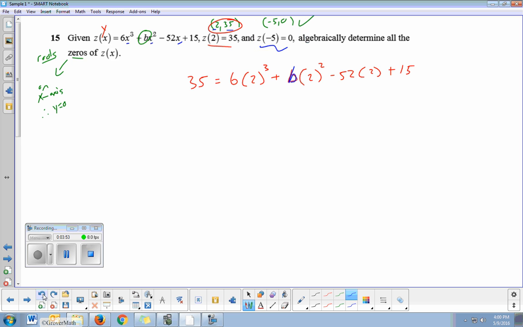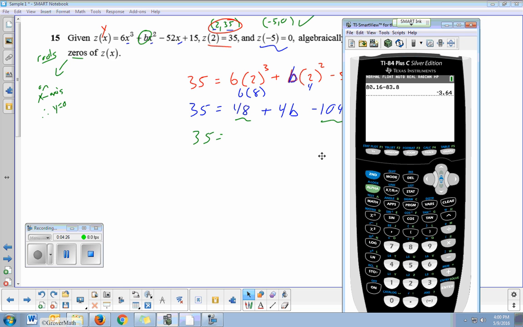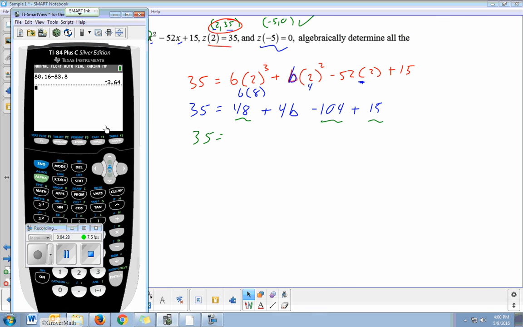I will actually be using this for something else later, but I'll get to that. So let's solve this. Well, that would be 35 equals 6 times 2 cubed, which is really 6 times 8, 48. Plus 2 squared here is 4, so this would be plus 4b minus 104, that's our 52 times 2, plus 15. And so let's clean this up a little bit. What are all these numbers over here? We got 48, negative 104, 15. We'll use a calculator so I don't make any mental math errors.